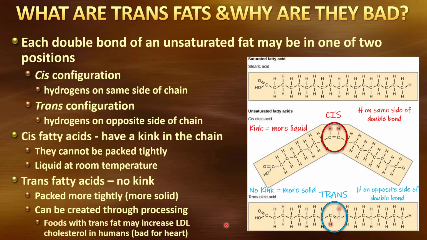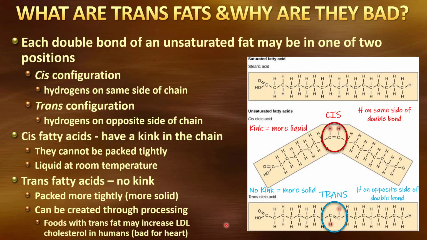In processing of foods, many times they will take a fatty acid that is in the cis formation, and it will be converted to the trans formation, usually through heating and other processes. Now, the problem with that is it makes it more solid, and it's not as healthy because any of these fats that are more solid at room temperature can contribute to heart disease.